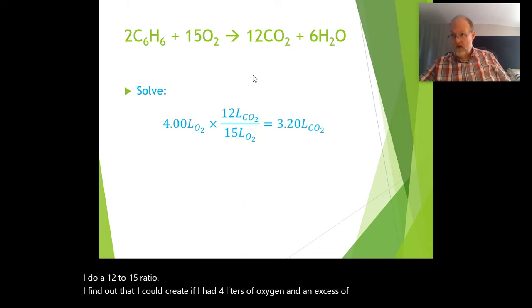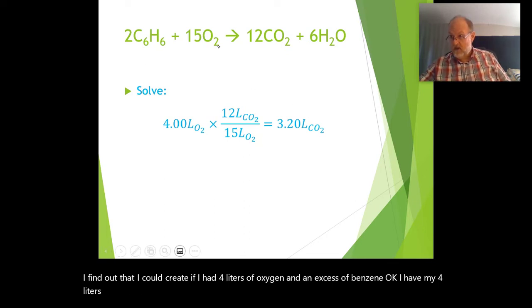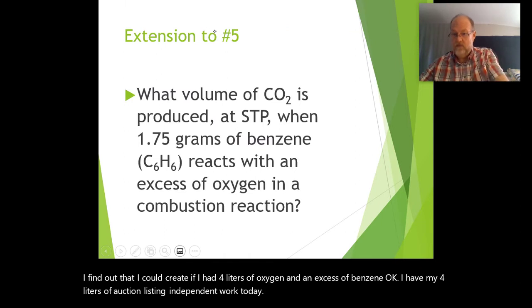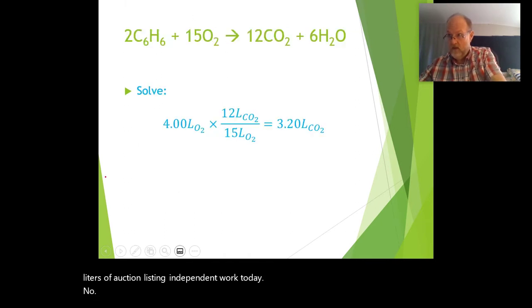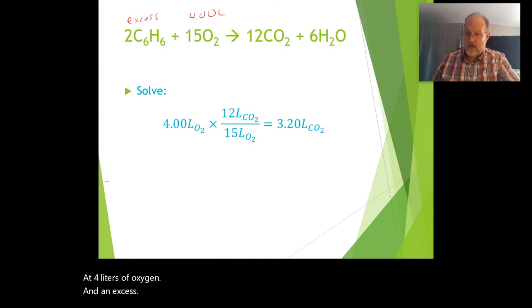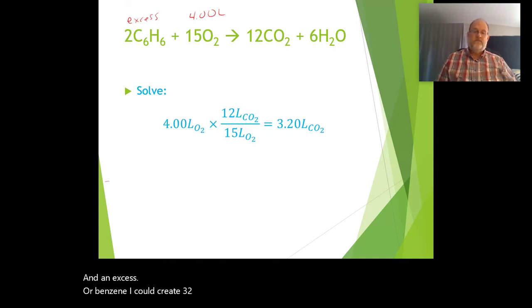I find out what I could create if I had 4 liters of oxygen and an excess of benzene. Okay, I have my 4 liters of oxygen. Let's see if we can get the pen to work today. Hello, pen, work. There you are. Okay. I have 4 liters of oxygen and an excess of benzene. I could create 3.2 liters of carbon dioxide.